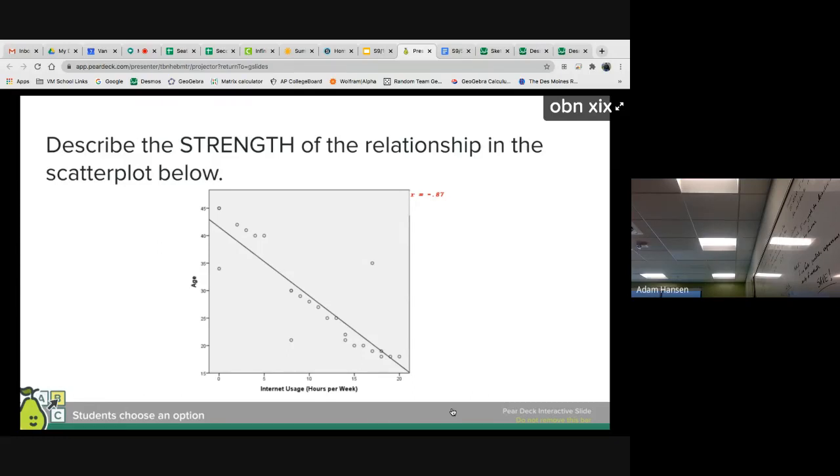If R is closer to 0, the less strong. There is no form in the data. If an R value is about negative 0.87, it's a pretty strong relationship. So sometimes the R value can tell you how strong the relationship is between two variables. Negative 0.87 is pretty close to negative 1. So a negatively sloped line does a pretty good job of describing the relationship between the data.